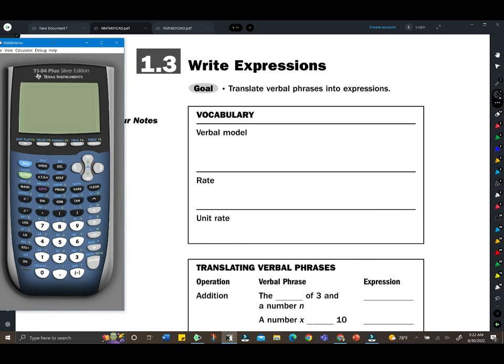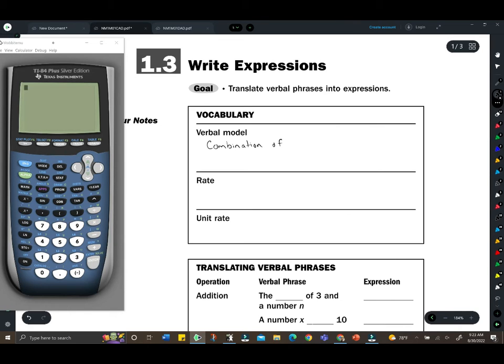Today we are writing expressions. Today we are combining verbal phrases into algebra, everyone's favorite, words and math. And that's exactly what a verbal model is. It's just the combination of mathematics and words, and we'll go over some key words and mathematic expressions.